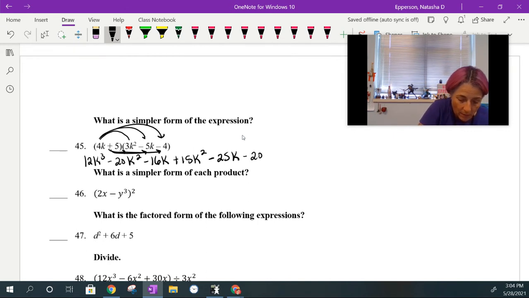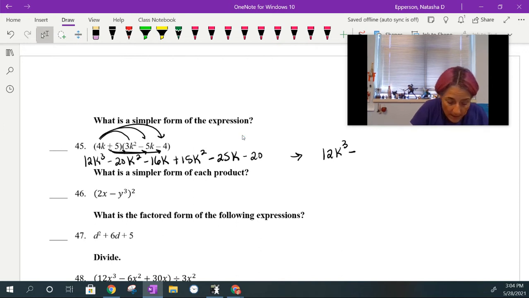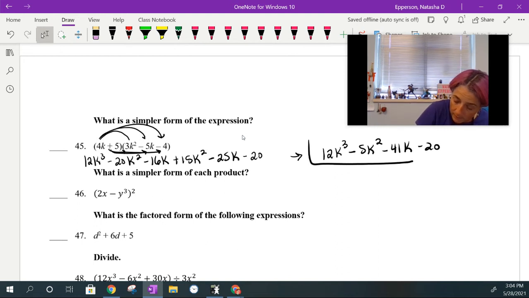We're going to combine like terms. I don't have any other term like 12k cubed, so this becomes 12k cubed minus 5k squared. 16 plus 25 gives me negative 41k, and then minus 20.